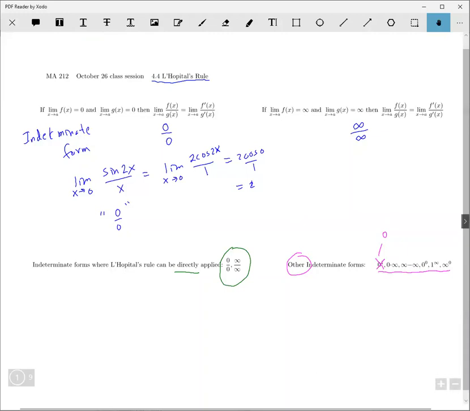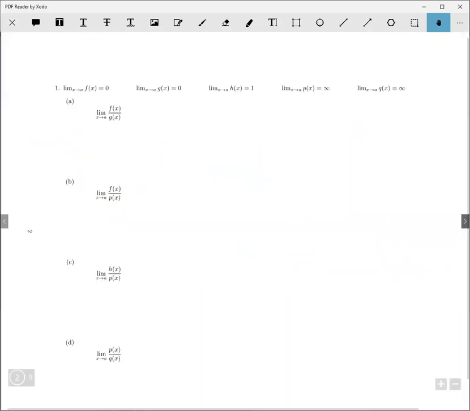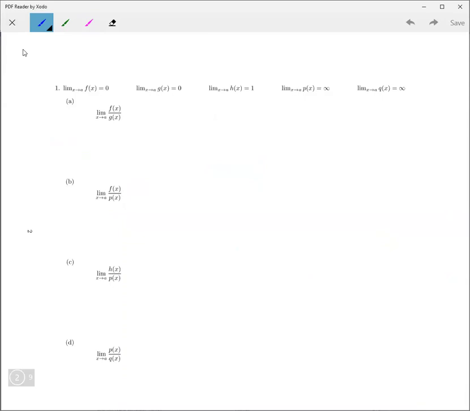Okay, let's go ahead and look at some exercises. In number 1, we're trying to identify which are indeterminate forms and which aren't. It says evaluate if they're not indeterminate forms. If they are indeterminate, then we put indeterminate. So this limit is 0, that limit is 0, so this is 0 over 0, and that's indeterminate.